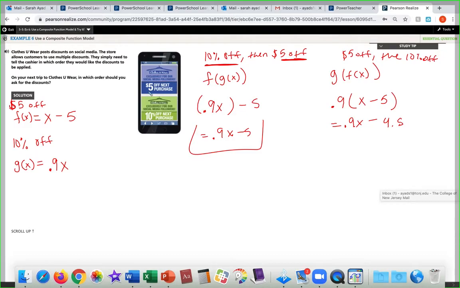In this case, okay? So to do this problem, I want to create a function for my $5 off, a function for my discount, and see, well, which one do I want? Which one do I want to apply first? Even though in this case, it might only save me 50 cents, money adds up in the end, right?